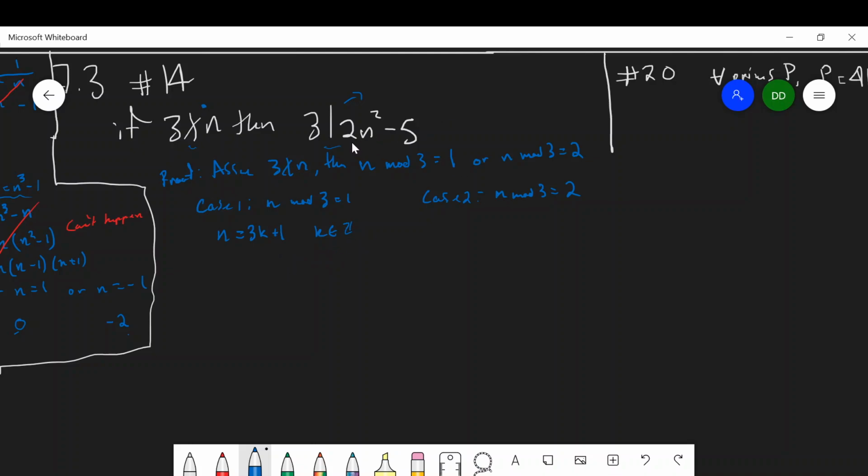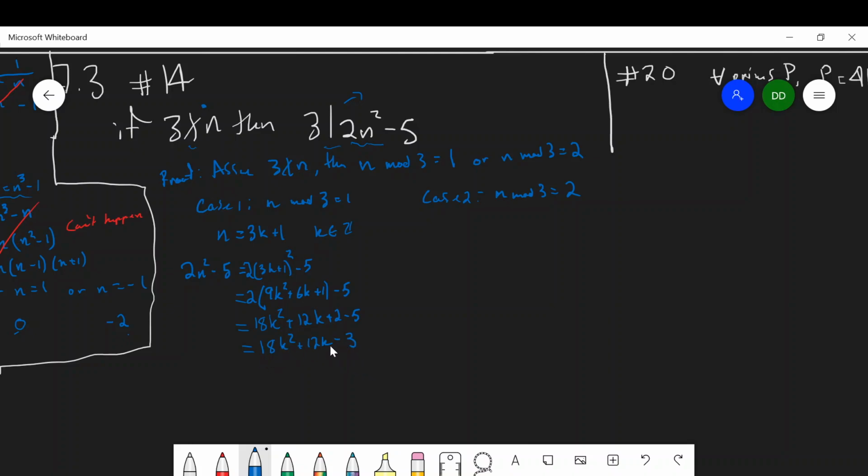Okay, and then I'd like to make some statement about 2n squared minus 5, so let's compute that. 2n squared minus 5 is 2 times (3k plus 1) squared minus 5, so that's 2 times 9k squared plus 6k plus 1 minus 5. And what do we get now? That's 18k squared plus 12k plus 2 minus 5. So 18k squared plus 12k minus 3.